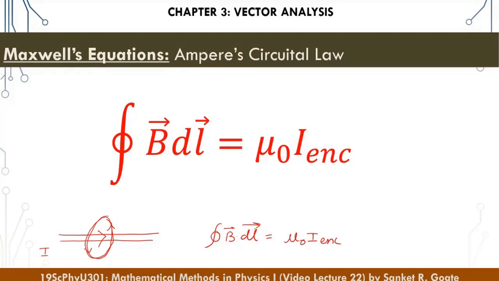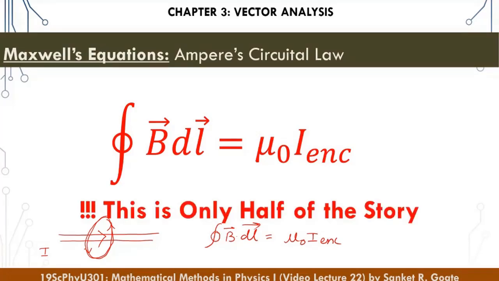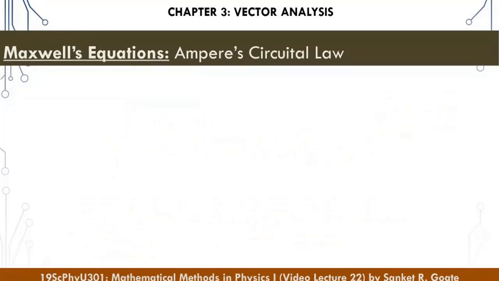So you understand that this is not the full story. This is only half of the story, because there is one more term which was added by Maxwell. So this is his own contribution to these four equations. He added this term in Ampere's circuital law. And what is that term? Suppose I'll briefly explain that. I'll try to explain that.